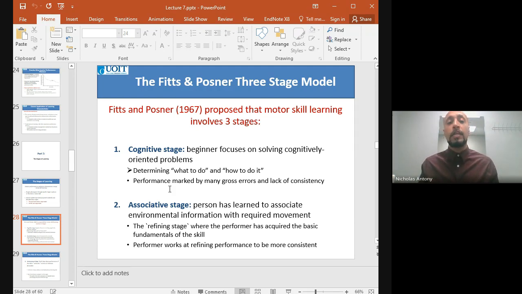So the cognitive stage is marked by many gross errors and a lack of consistency. And that is the person trying to learn from every repetition, every trial. Okay, well, I should have done this. I should have done that. That seems to work. That doesn't seem to work. That's why it's called the cognitive stage. It involves cognition or mental processing. Does that make sense, everyone?